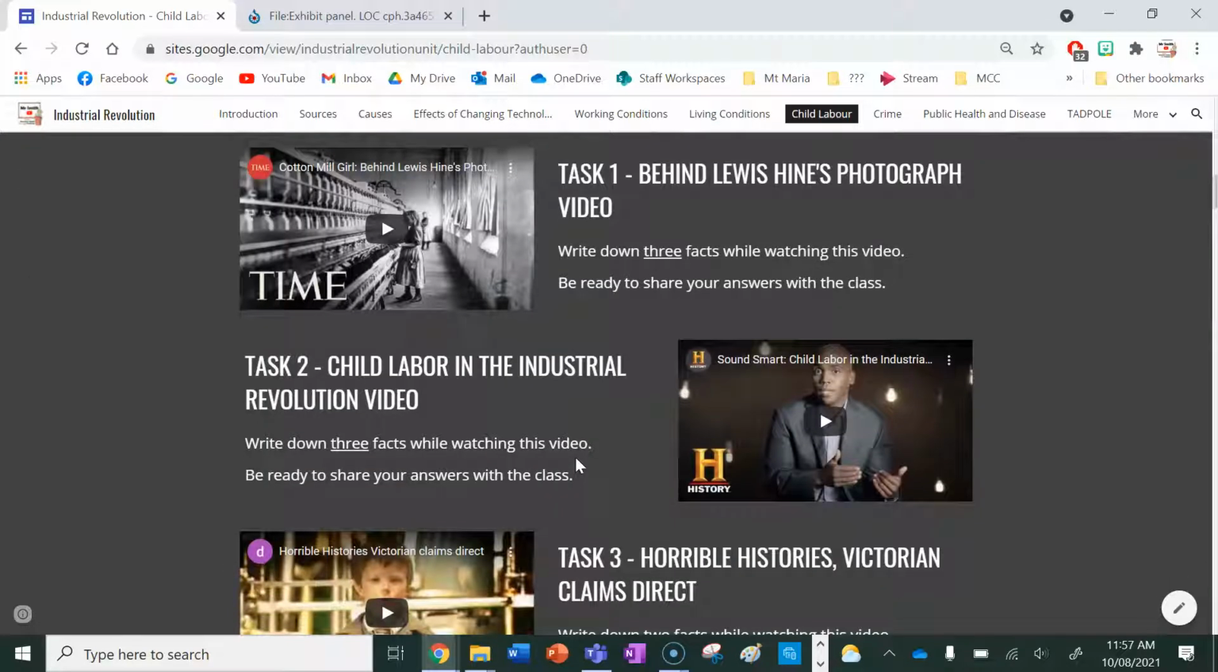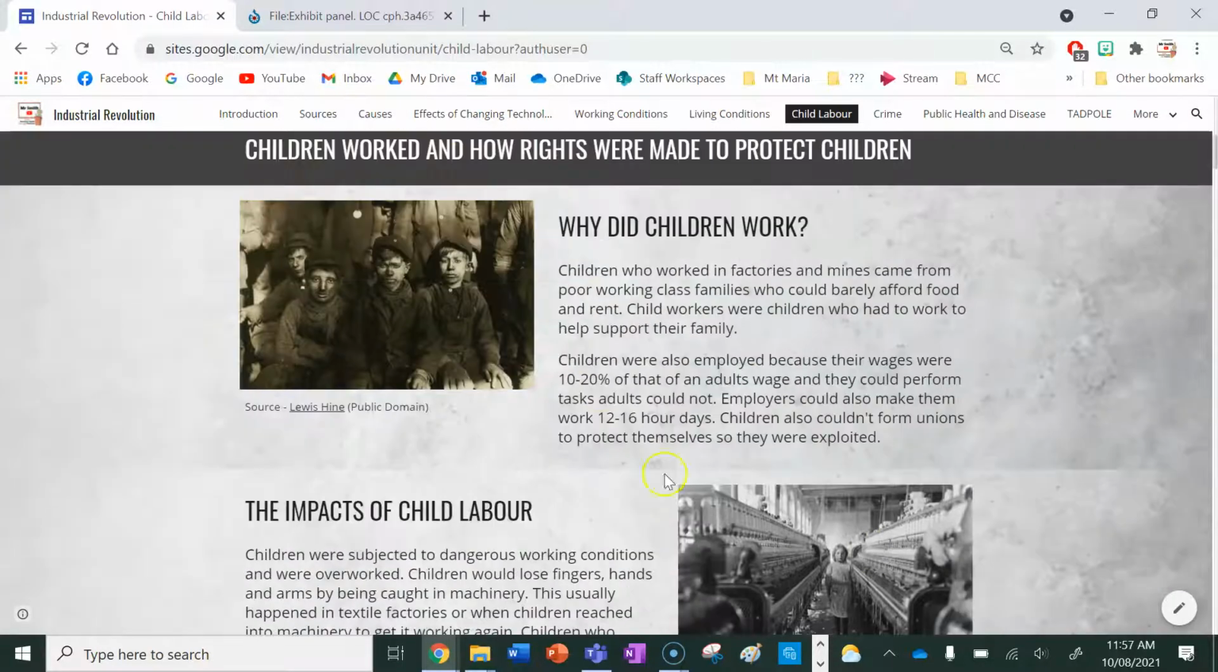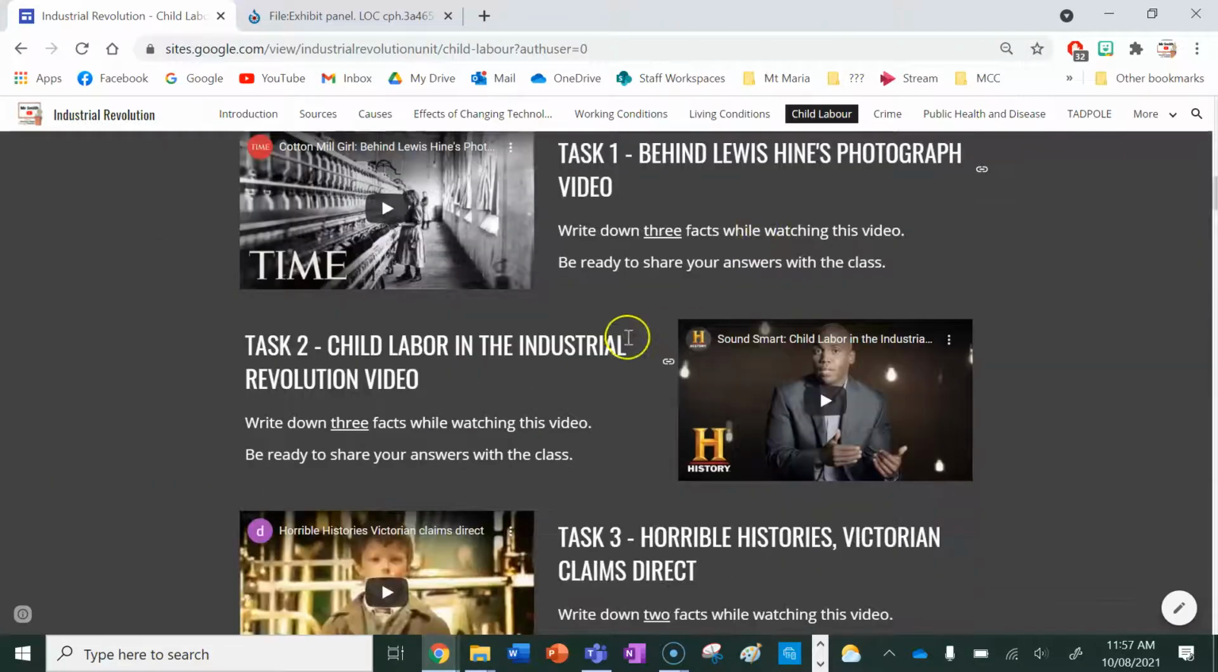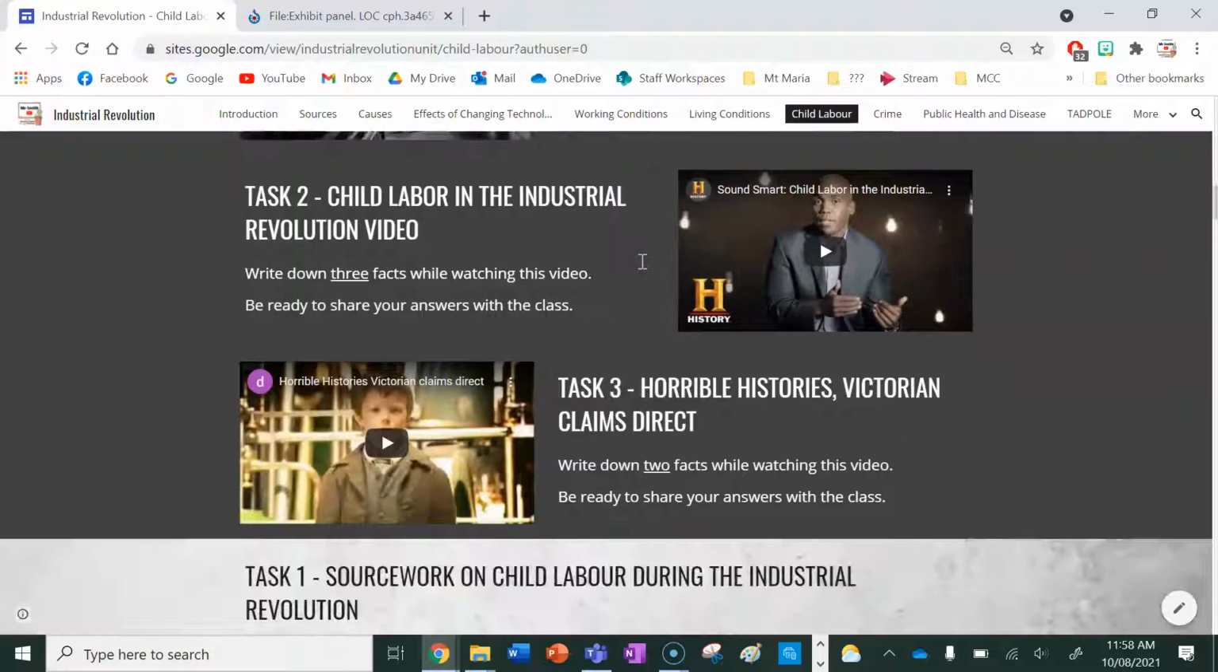So guys, the first 3 tasks for this lesson are 3 videos. The first video is on a man named Lewis Hine. He was a photographer and he took these photos during the very latter part of the Industrial Revolution, and his photos are still world-renowned and some of the most impactful photography ever, because he raised awareness for these kids and what they were going through. So that's just a video on him and the photos that he took. You need to write down 3 facts from that video while you're watching it.